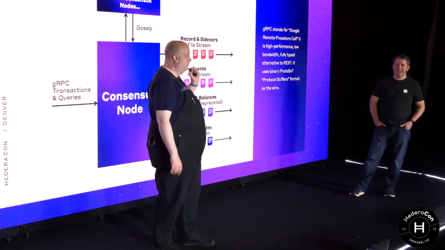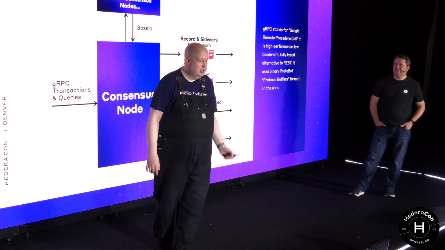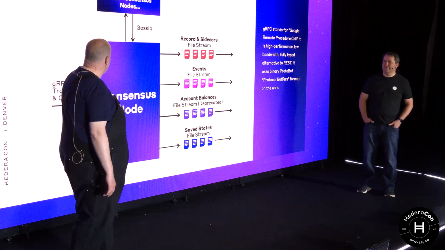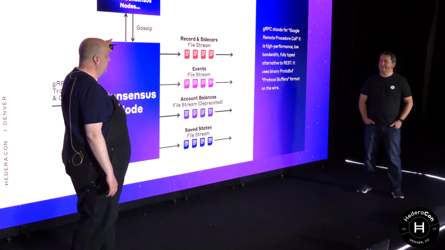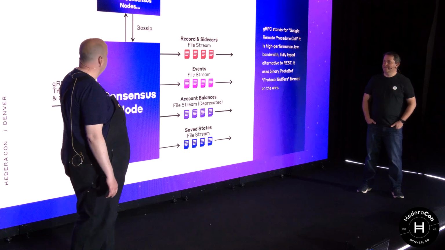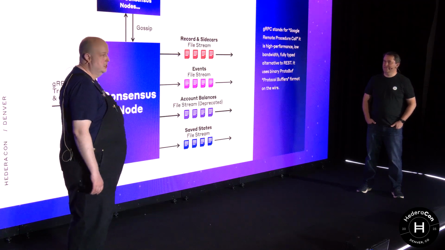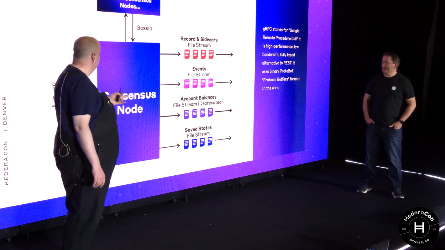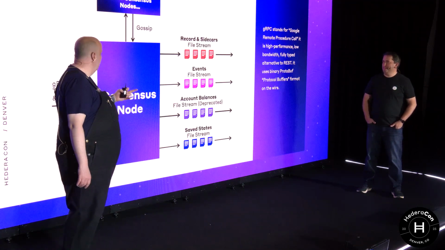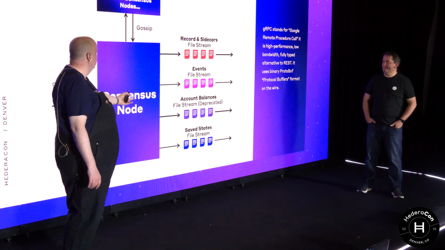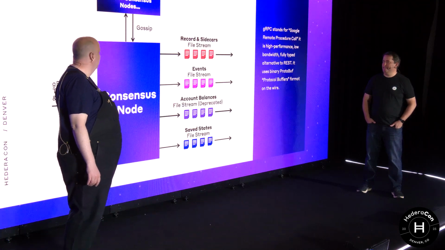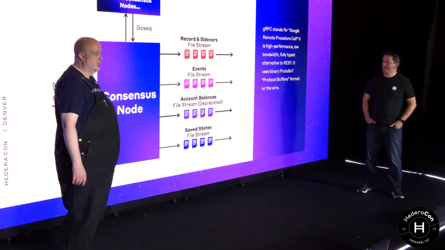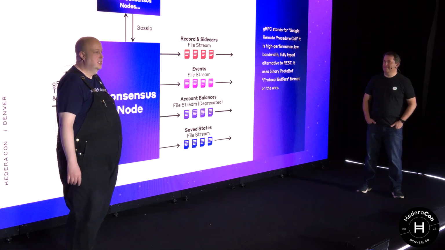So this is the 1,000 feet black box view of the consensus node. From the outside, we have a consensus node. It gossips to other consensus nodes. It gets transactions from customers, and it produces 4 different streams of data. Not all of those streams are still produced today. One is deprecated. One of them is private, internal, just for backups. And then the one most people care about is records and sidecars. But there's many different bits of data.